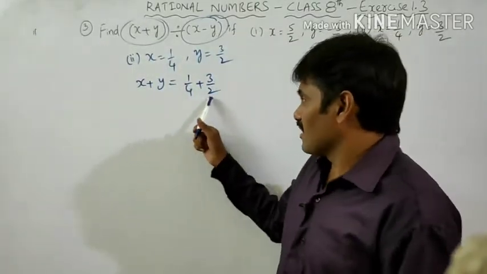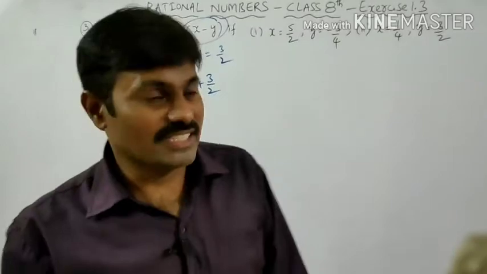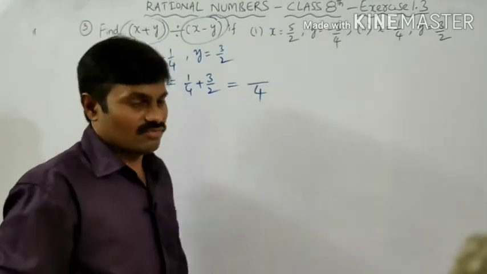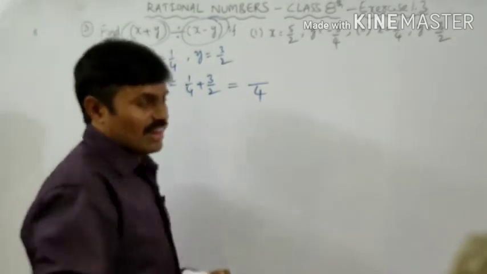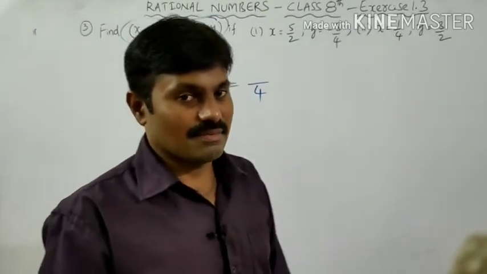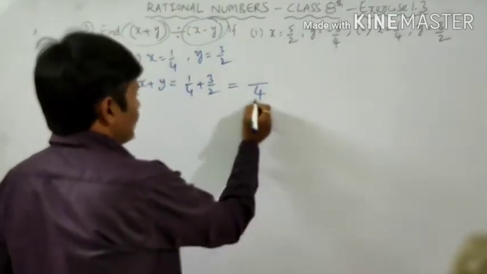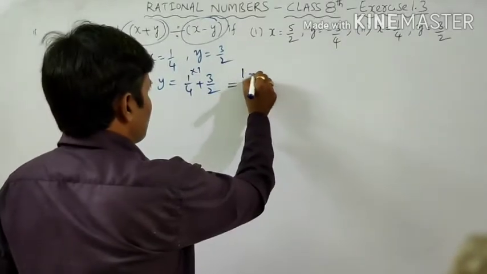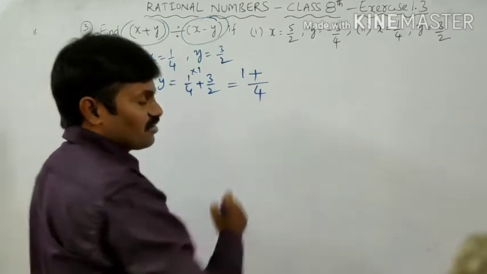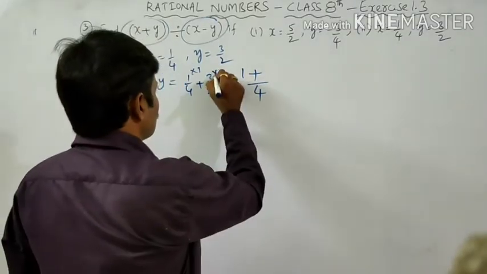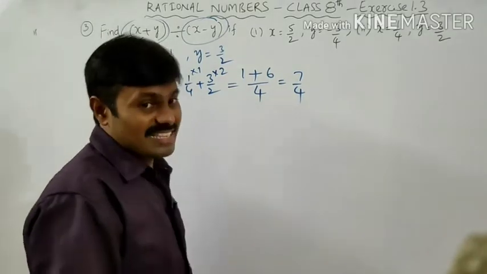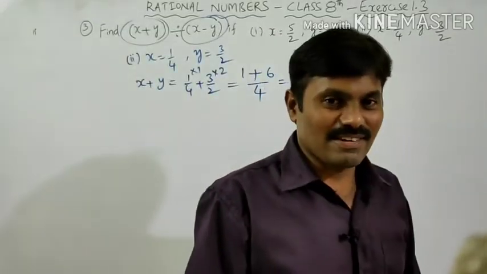Here the denominators are 2 comma 4. So what is the LCM of 2 comma 4? 4 itself. Already it is well known for us. Since 2 is a factor of 4, so 4 is the LCM here. So 4 divides 4 one time, 1 into 1. Plus, 2 divides 4 two times, so 3 into 2, that is equal to 6. 7 by 4. So in this case also we got the value of x plus y as 7 by 4.